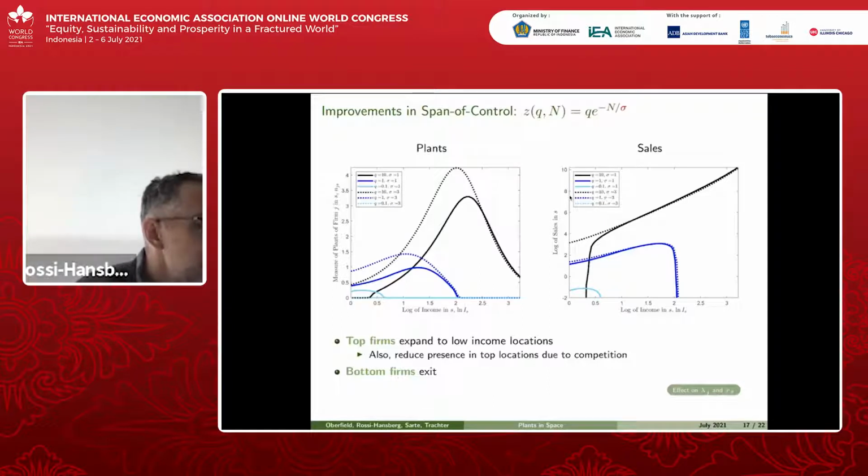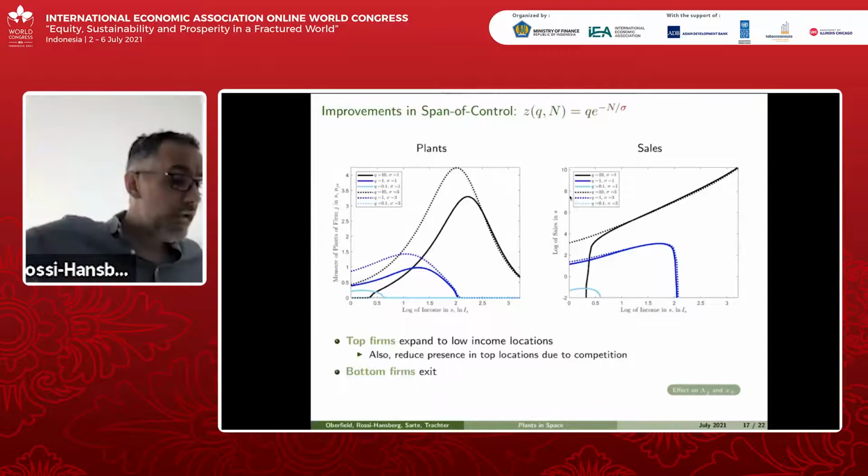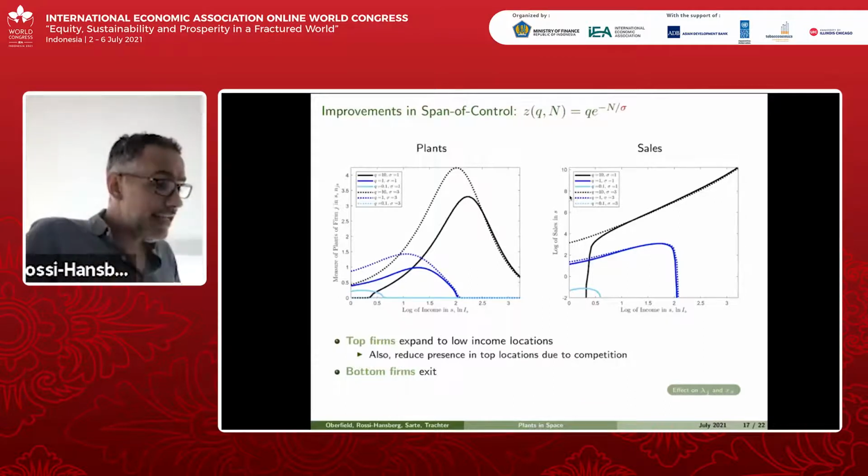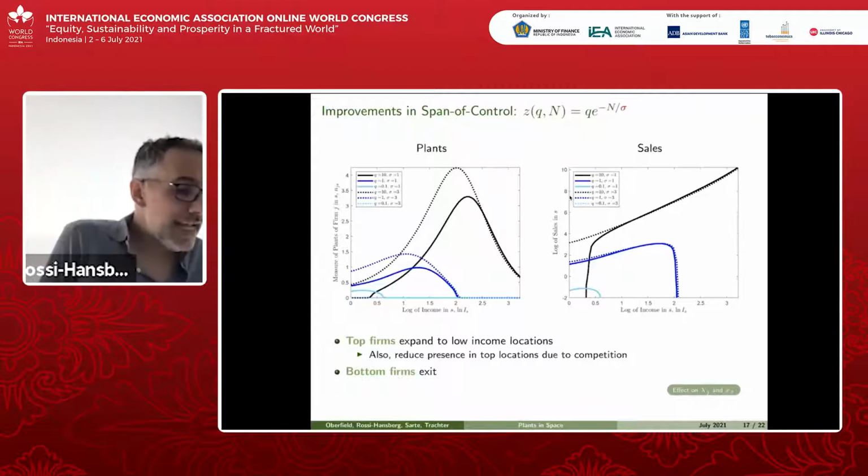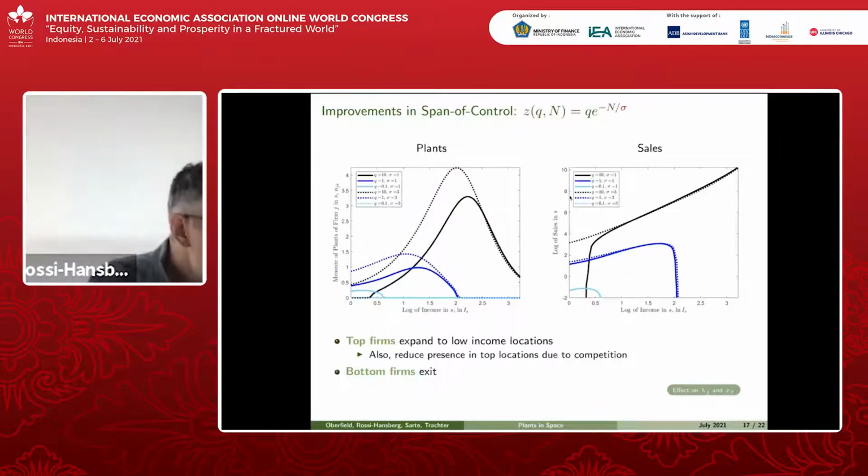And so here you see it, the dashed lines are with the lower span of control costs. You can see how the top firms expand in space, they go to more locations, in particular now they go to the lower income places. The medium ones do the same, right? They also expand in the low income places. In fact, you can see how the top firms actually have now fewer plants in the top places because they face more competition from firms that are a little bit less productive than them.